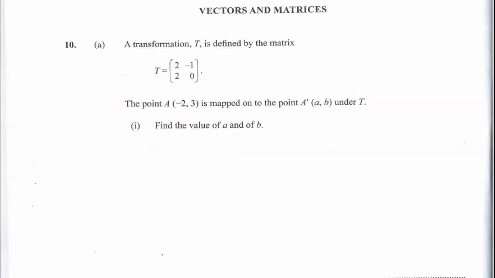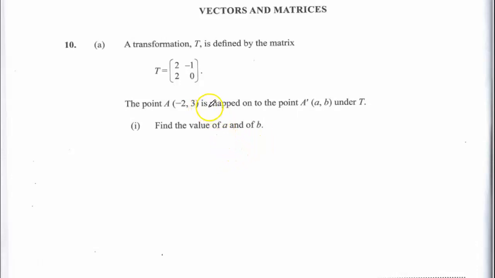So question 10, which is our final question. Transformation T is defined by the matrix T equal to 2 minus 1, 2, 0. The point A(minus 2, 3) is mapped onto the point A image (a, b) under the transformation T. Find the value of a and of b.